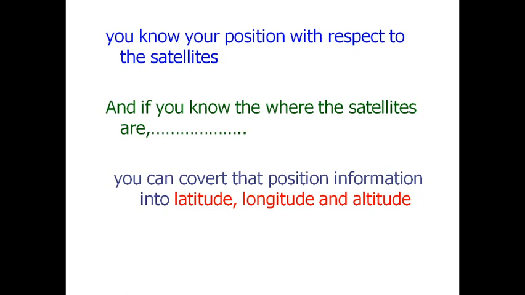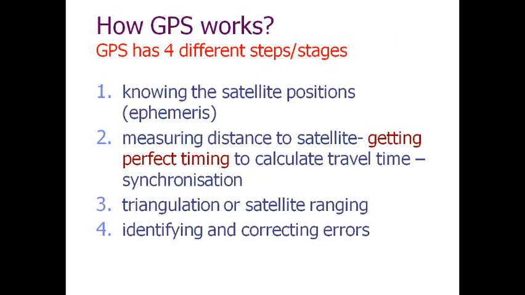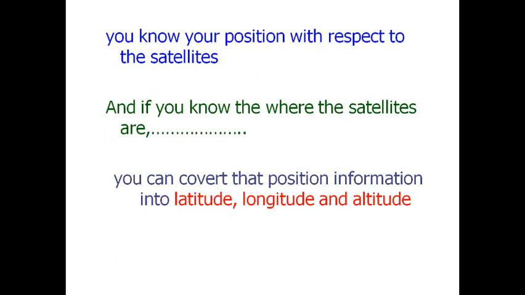Only if you know the distances to the satellites, 3 or 4 satellites, and only if you know where the satellites are at present, then only you will be able to calculate the exact location. Then only you can convert your location information into latitude, longitude and altitude, whatever convenient way you are specifying your location. So the information of where the satellites are at present is important. That must be made available to the GPS receiver. Suppose I have a GPS receiver in my hand, I should know where satellite A is, where satellite B is and where satellite C is at this particular moment.